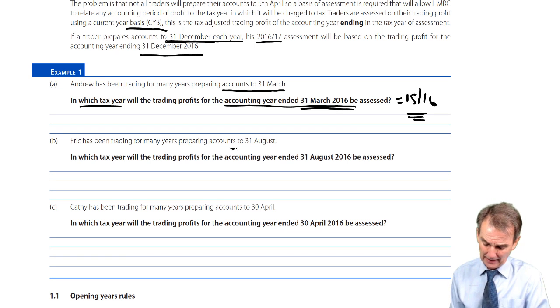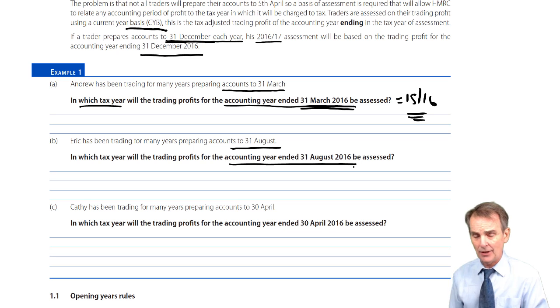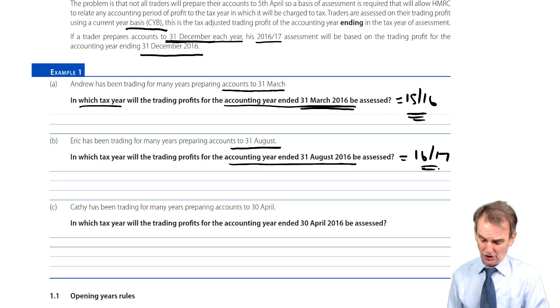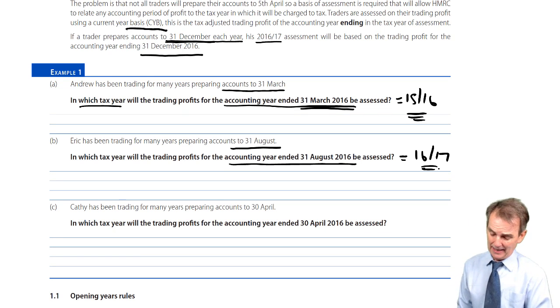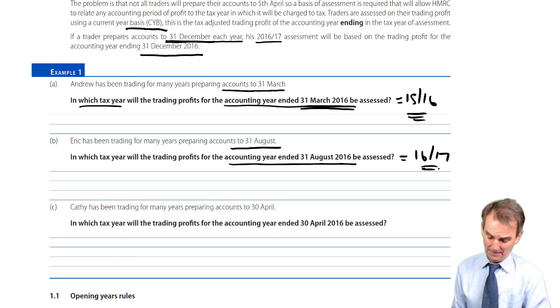Whereas if we prepared accounts to 31st of August and we had the accounting year ended 31st of August 16, 31st of August 16 falls in the 16-17 tax year. So using CYB, assessed in 16-17.